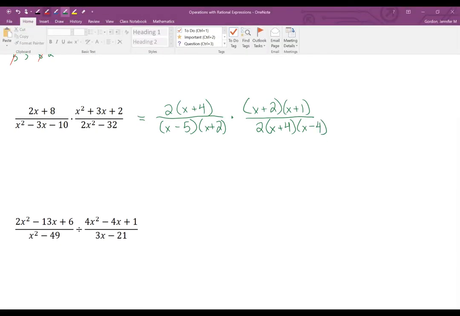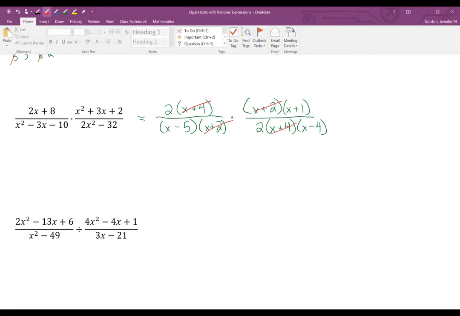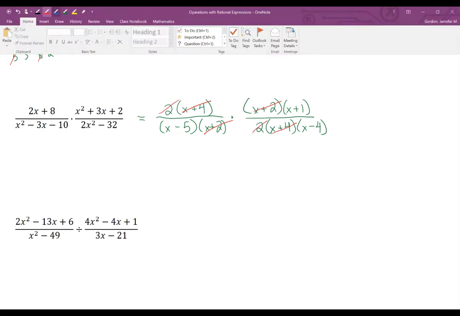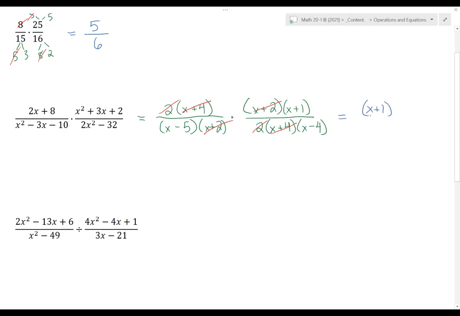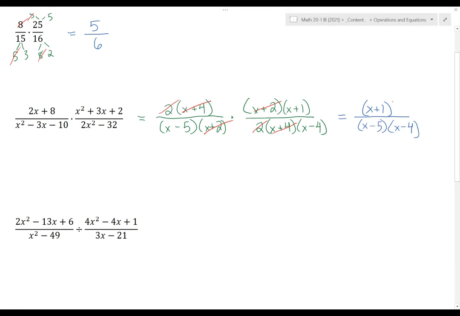At this stage, I can see that there are factors that will cancel out, the x plus 4 and the x plus 2, as well as the 2, which means that now my final fraction is going to have a numerator of x plus 1. I like to keep it in brackets just to remind myself that that is a single factor that can't be broken up, although you don't technically need the brackets in the numerator here. And then x minus 5 times x minus 4. So this is the simplified fraction for that multiplication.